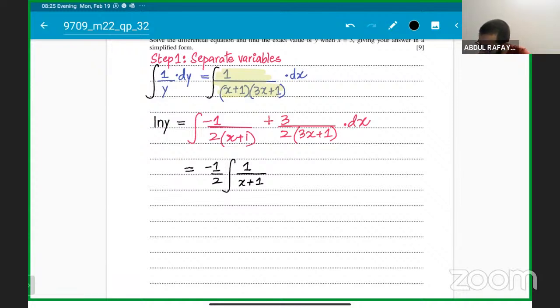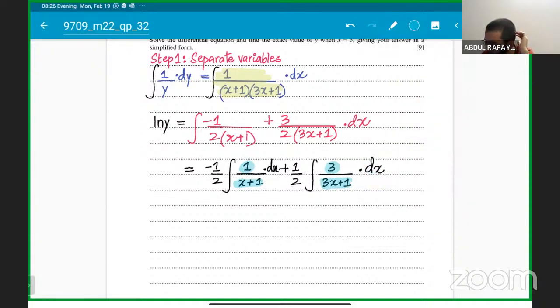Similarly, in this case you can take half outside and keep it as 3 over 3x plus 1. So you can clearly see that you are still in the safe zone. Why? Because the denominator's differentiation can be made in the numerator. Everyone getting it with me, guys?